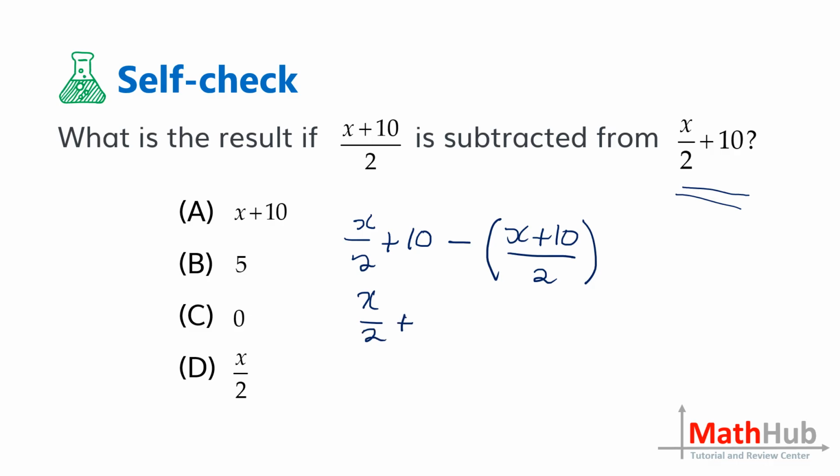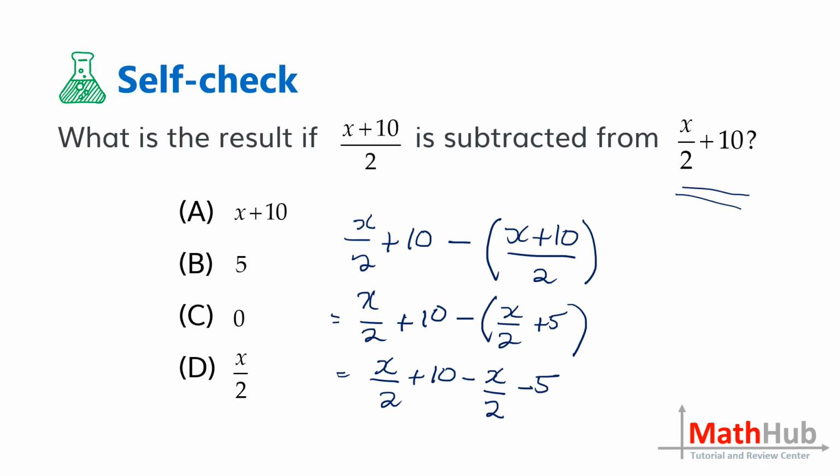However, this is minus x over 2 plus 5, right? Then when we remove the parentheses, we get minus x over 2 minus 5. X over 2 minus x over 2 gets cancelled. The answer is 5. Letter B.